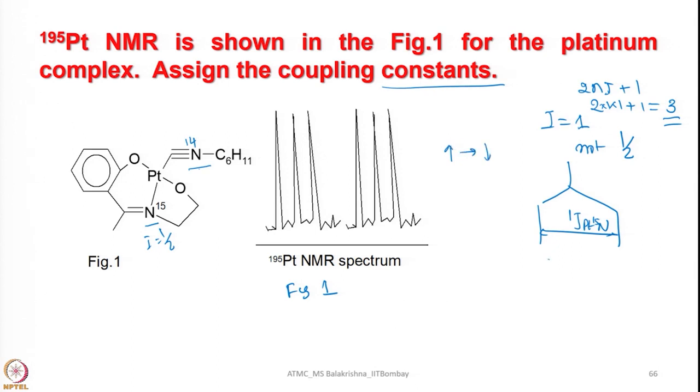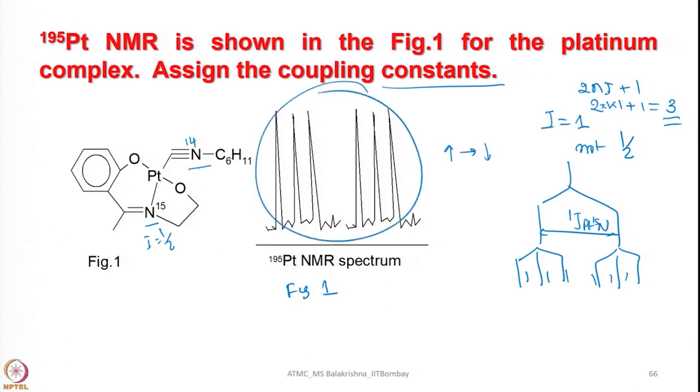So the intensity will be equal, and now we will see like this: intensity 1:1:1, 1:1:1. This is what we see here, yes, we can interpret. So it has coupling of 14N, that is a 2J coupling. This value is 2J Pt-14N. So that is it. This is how you can interpret the spectrum, very easy.